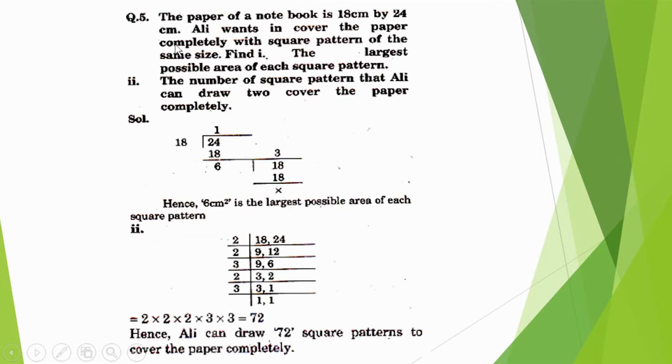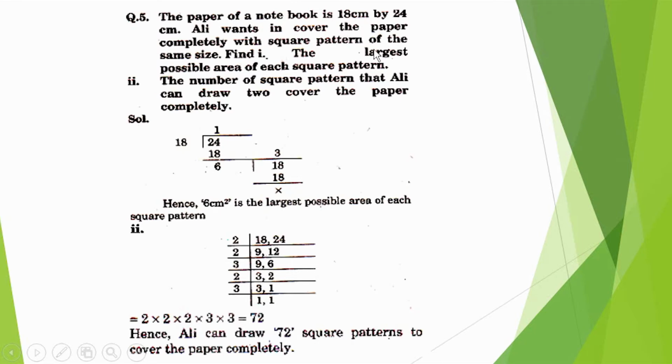The shortest length of pipe can be measured with a 4 meter, 6 meter and 9 meter tape. The paper of a notebook is 18 centimeter by 24. Ali wants to cover the paper completely with square patterns of the same size. Find the largest possible area of each square. Measure the number of square patterns that Ali can draw.